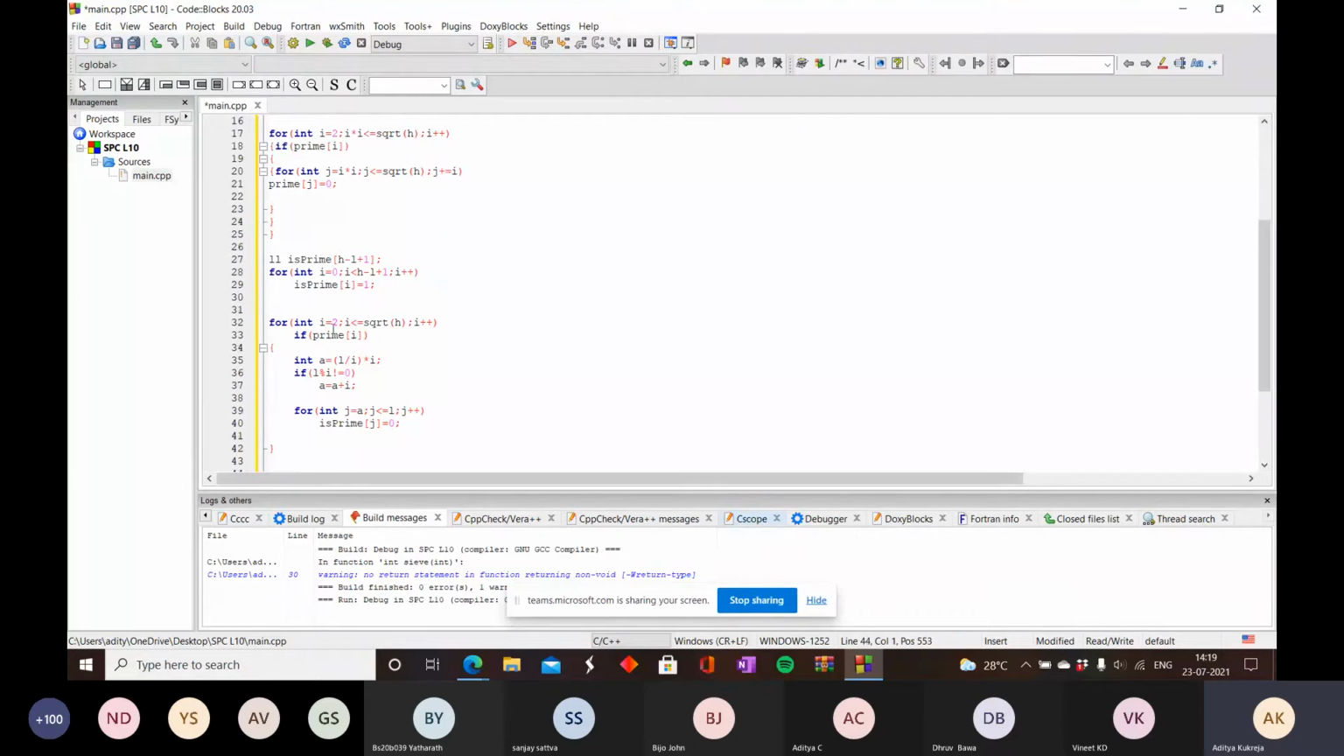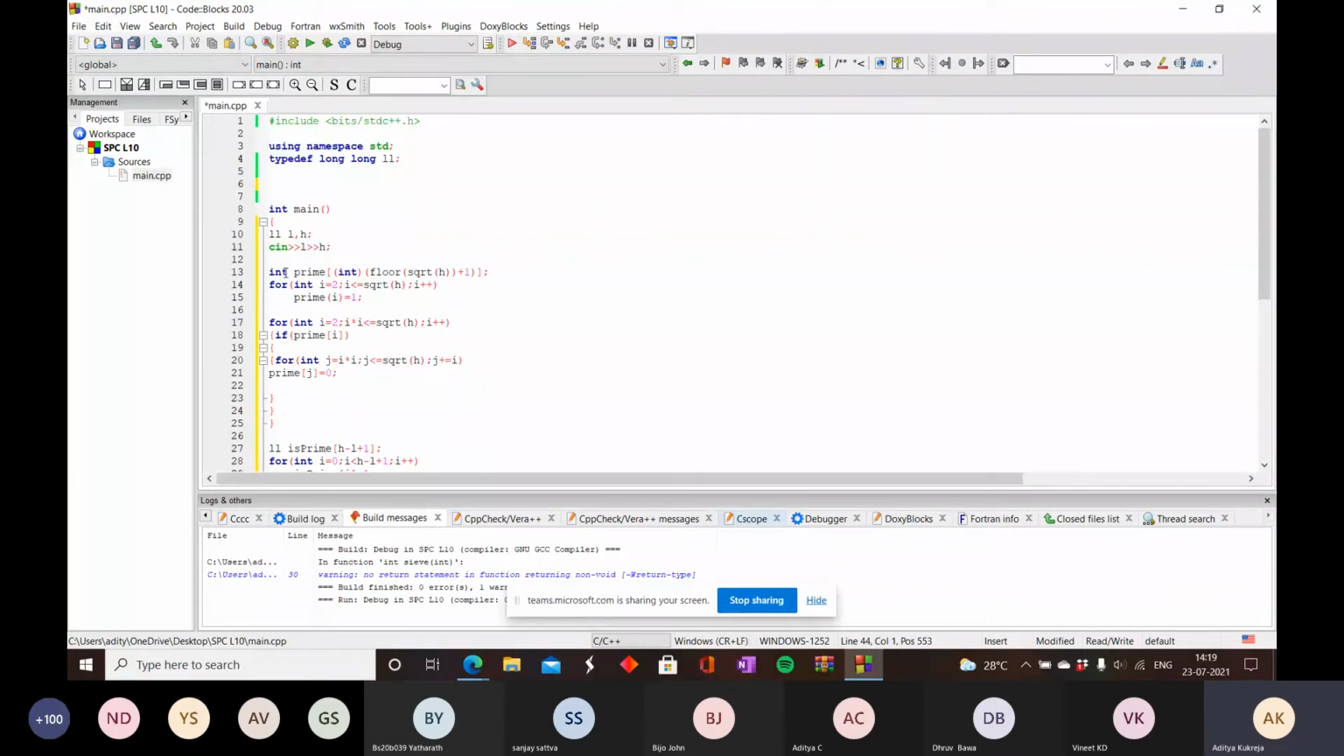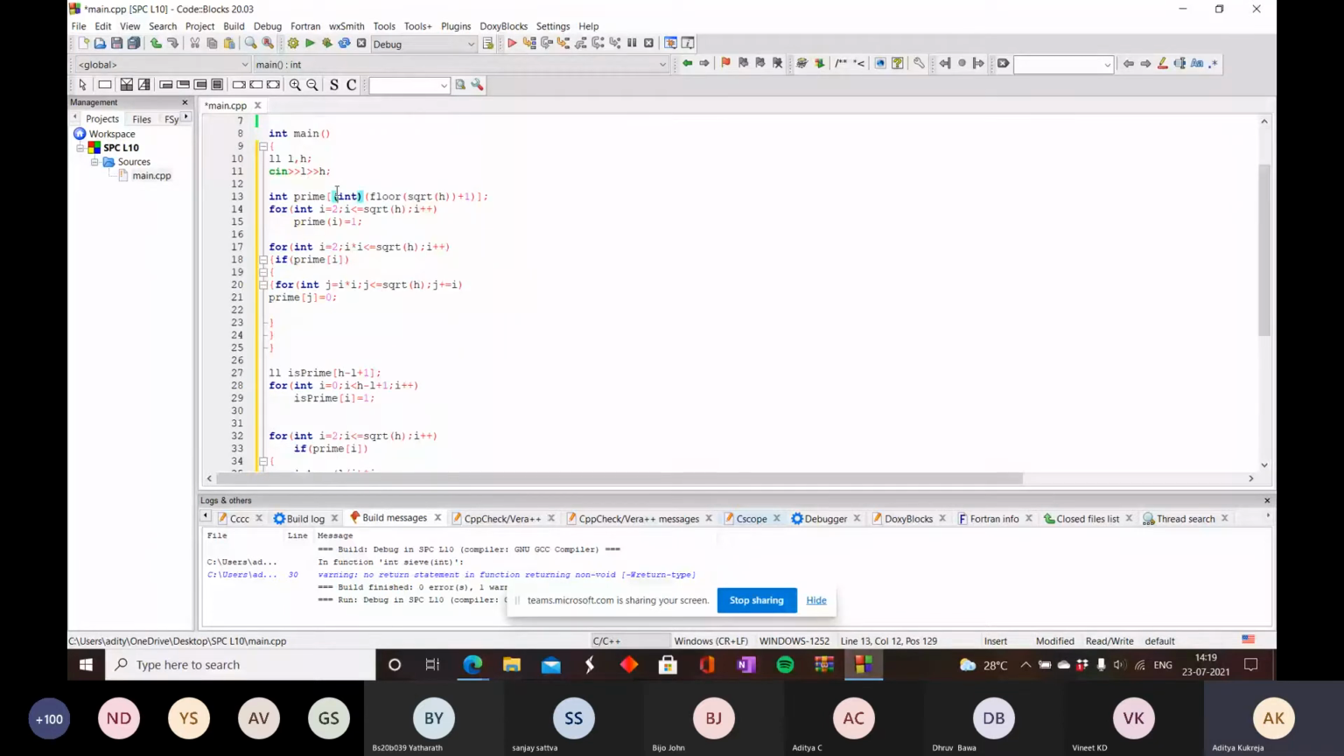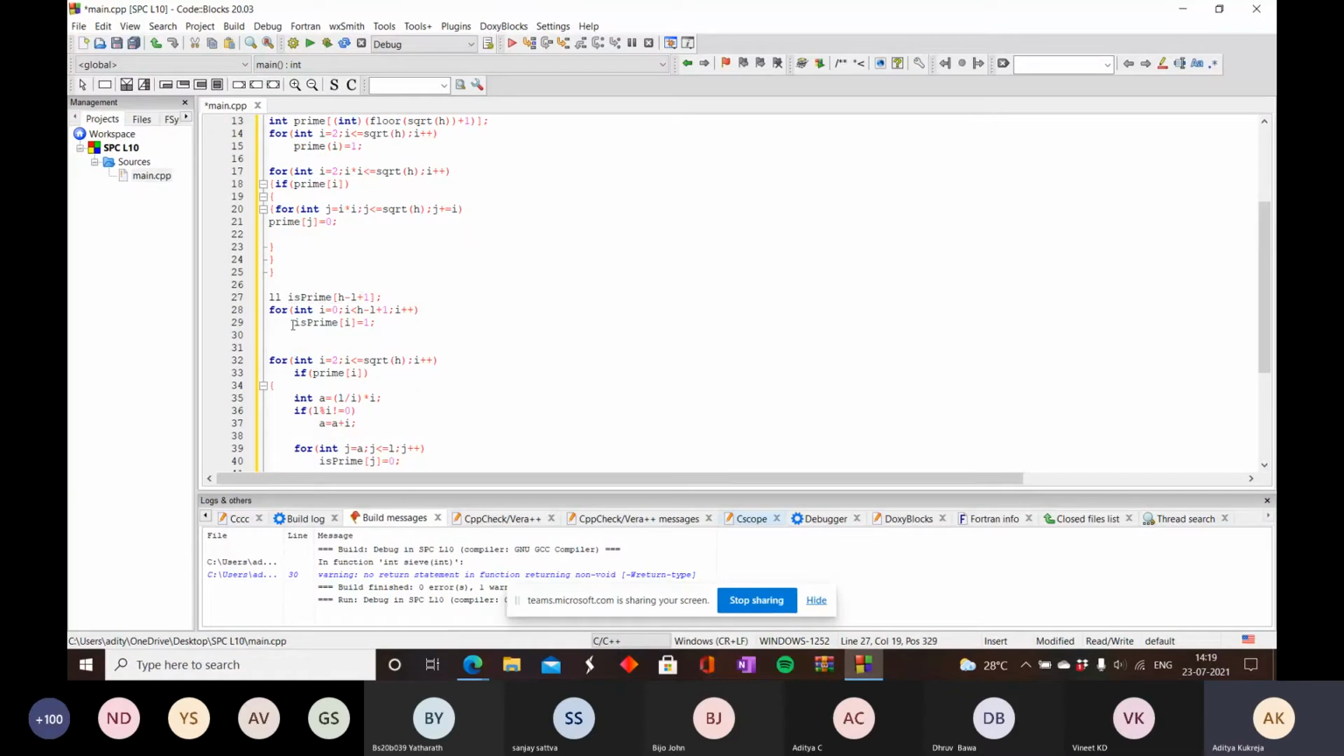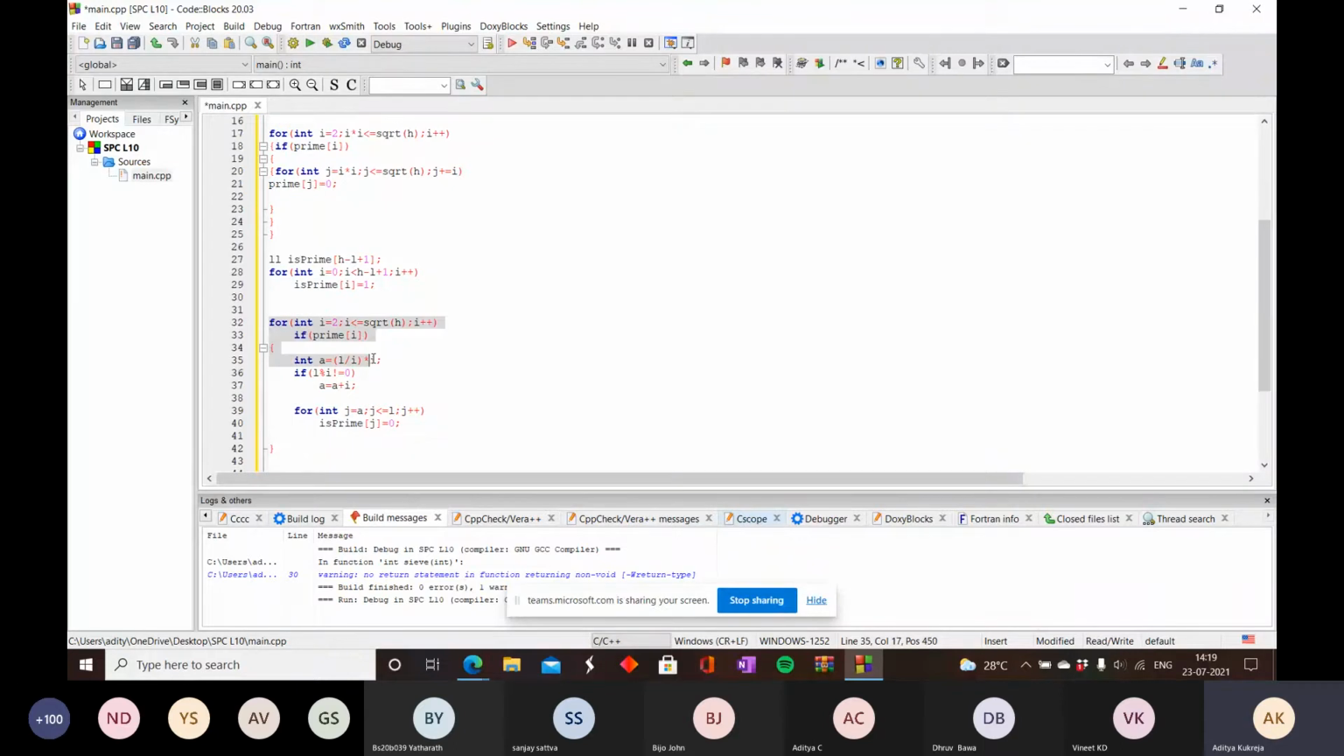So far what have we achieved? First we declared an array prime, and then we initialized its values as 1, and after that we found out all the prime numbers in that array. Then we are declaring another array is prime, whose size is h minus L plus 1. And we are also assuming the value of each element is 1. And after that, you're basically crossing out all the multiples located in is prime.